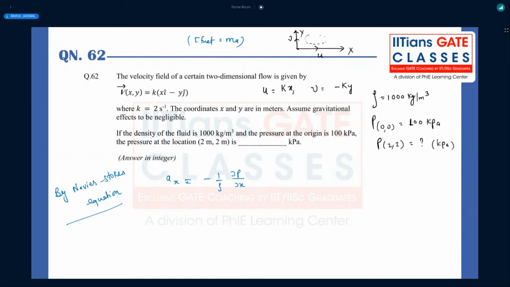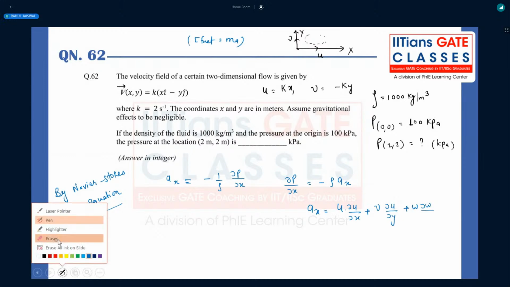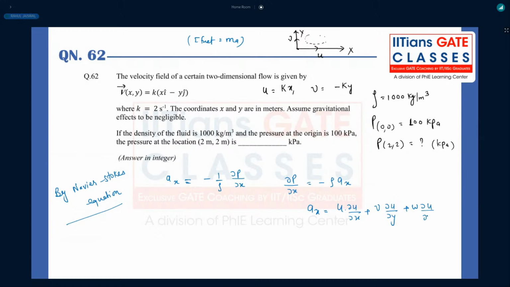Now here what can we write further? Dou p by dou x can be written as minus rho into ax. What is the acceleration in the x direction? It can be written as u into dou u by dou x plus v into dou u by dou y plus omega into dou u by dou z. Omega, they already mentioned a 2D flow field, so omega is already 0, right? Plus 0 k cap, so that is 0.